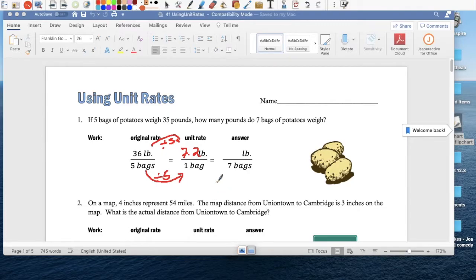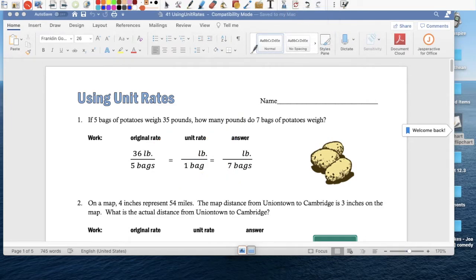So how much does 7 bags weigh? Well, that's easy. How do we get from 1 bag to 7 bags? We multiply by 7, and on top, we multiply by 7. So 7.2 times 7 is 50.4 pounds. So 7 bags of potatoes will weigh 50.4 pounds.